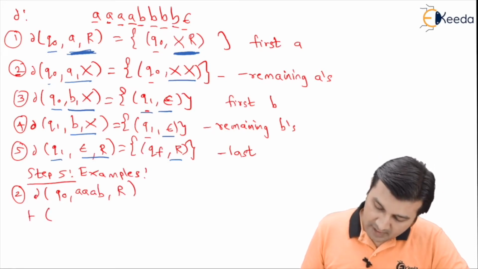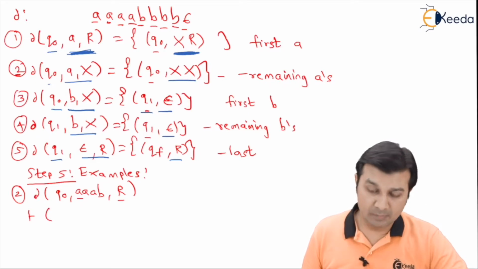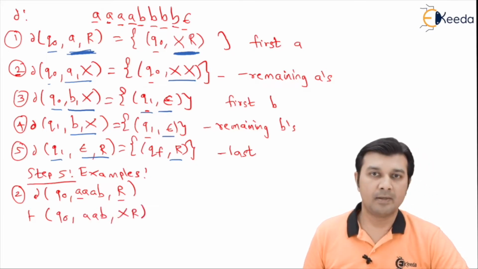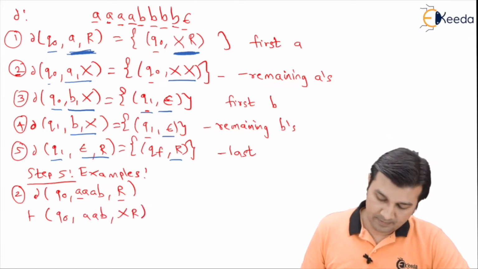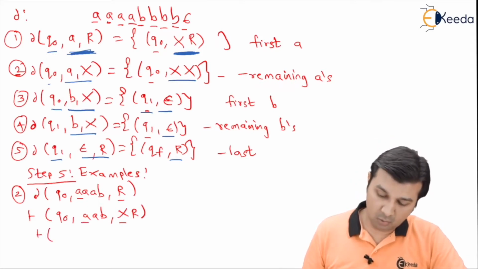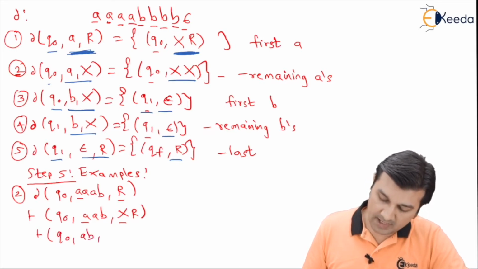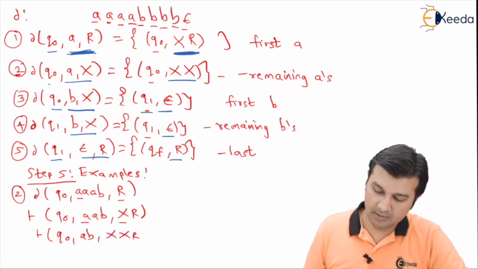Q0 on receiving A when the stack top is R, as per rule 1, remaining Q0, I have two A's and a B with X above the R. Next, Q0 on A when the stack top is X, as per rule 2, remaining Q0, what you have is AB onto the stack and X pushed above XR.